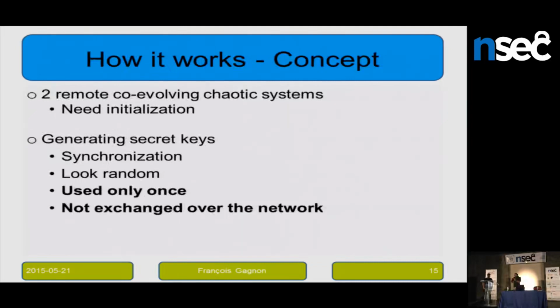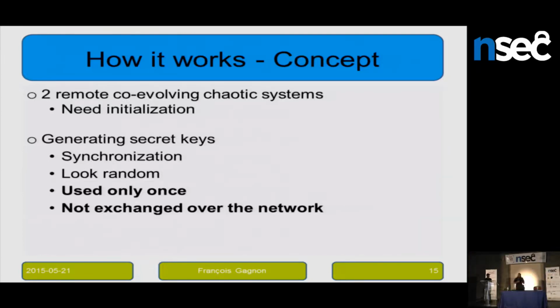So how it works. We're going to use two chaotic systems, two copies of the same chaotic system, one on each client that wants to talk together. We'll put them in a setup where they are co-evolving, so they are synchronized. And those chaotic systems will generate keys that will change for every message.